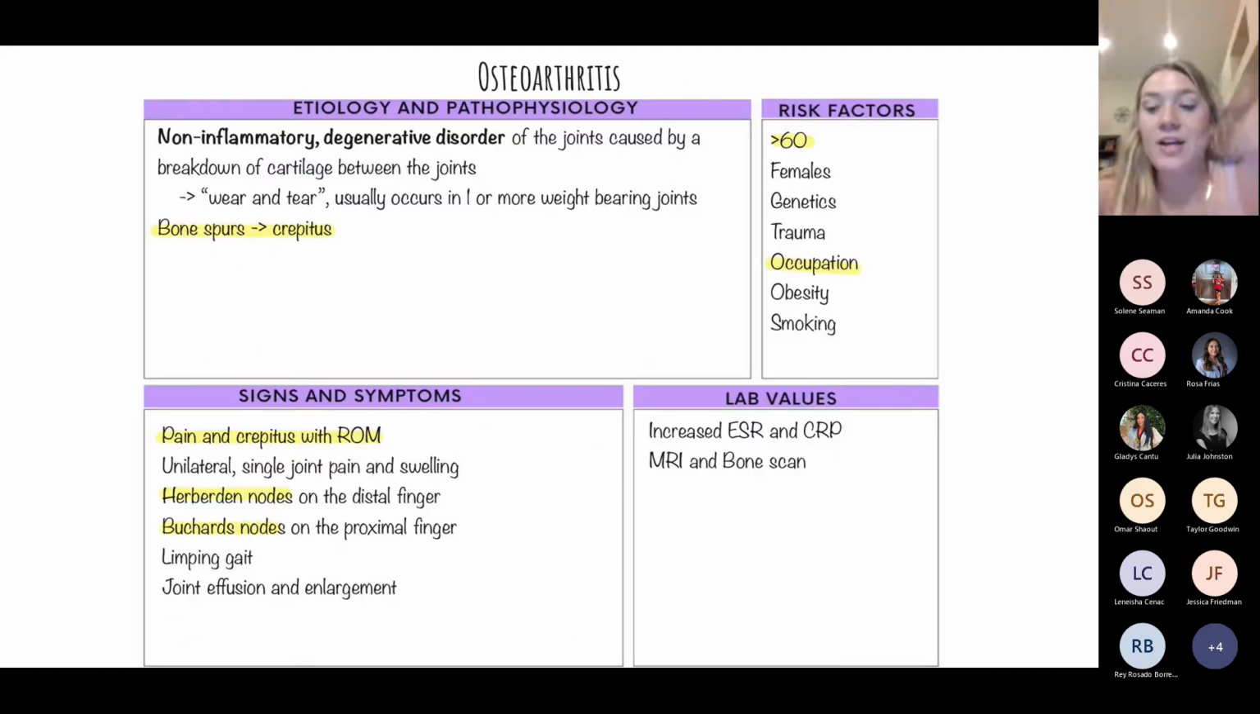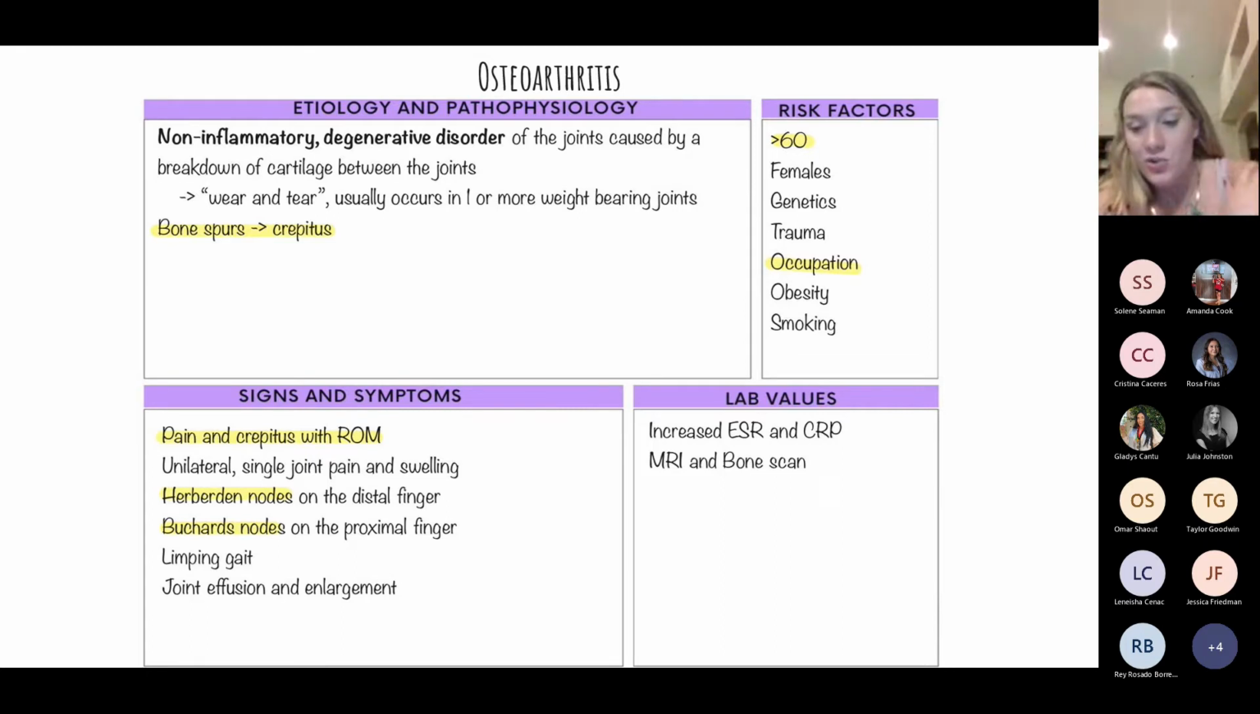Osteoarthritis, on the other hand, I want you guys to think wear and tear. So over time, breakdown of cartilage. A lot of it's due to advanced age, occupation. Our marathon runners usually have a lot of osteoarthritis of the knees just because it's common, it's wear and tear. And over time, these bone spurs do develop and lead to that crepitus. Crepitus is more that crackling, crunchy, gross sound that you might hear.